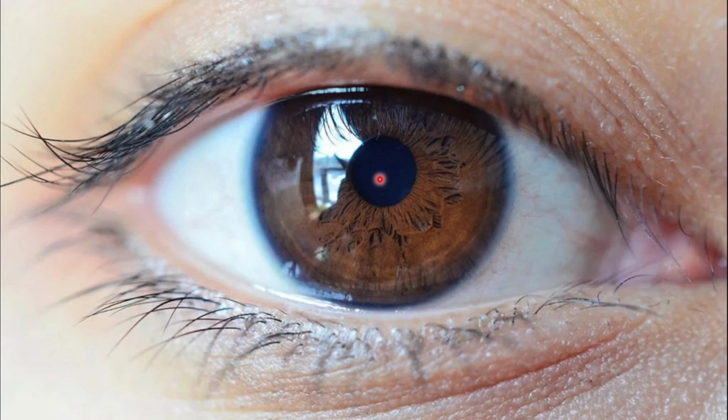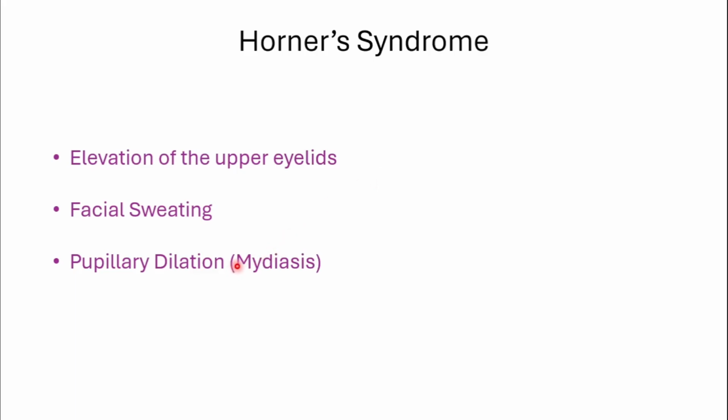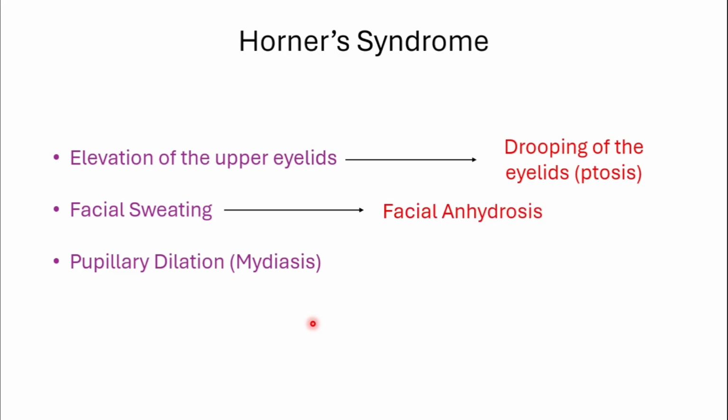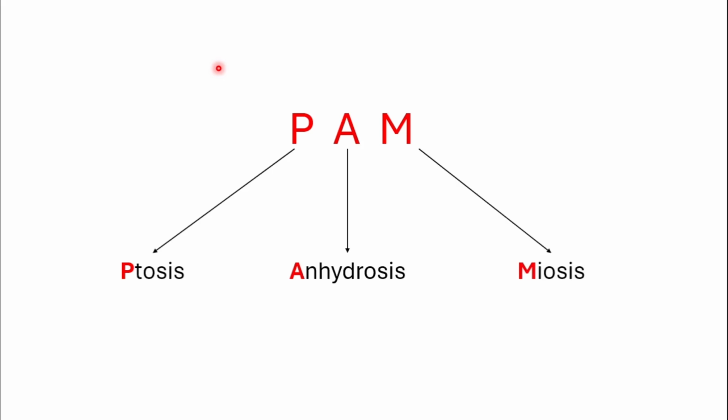So this tract is responsible for the dilatation of the pupil, and Horner syndrome is simply a lesion in this sympathetic tract and will obviously present in the patient with the opposites of these actions. So the patient will have drooping of the eyelids, called ptosis, a problem with facial sweating, called anhidrosis, and constriction of the pupils, called miosis. The presentation of Horner syndrome is shortened into the word PAM: P for ptosis, A for anhidrosis, and M for miosis. So this is basically the whole concept of this lecture.